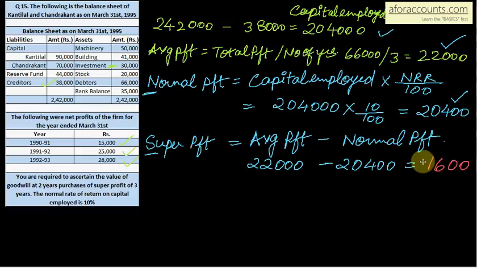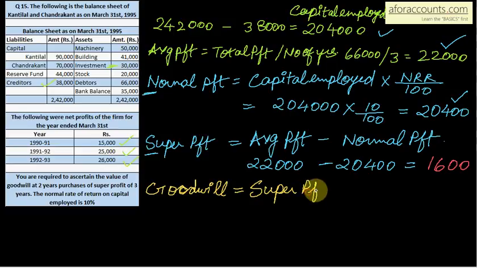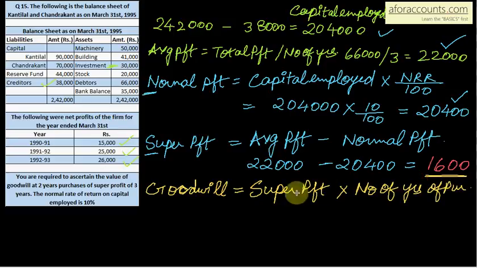Okay, now you will calculate the goodwill. So goodwill is equal to super profit multiplied by number of years of purchase. Super profit you have just calculated 1,600 into number of years of purchase. See, 2 years of purchase of super profit is given in the question, so multiplied by 2. So the goodwill comes up to rupees 3,200.